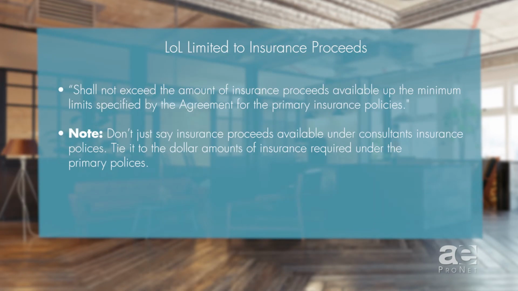If you have a client that pushes back and says, we don't want to limit to a dollar amount, we want to limit it to your insurance, be careful with that. I often see it say, we limit the liability to the insurance proceeds available. Not good. You might have a $5 million policy and your contract only required you to have a $1 million policy. Why give up your whole $5 million? So what I like to do is say that it will be the amount of insurance proceeds available up to the minimum amount specified by the agreement for the primary insurance policies. That way, you're only giving away the amount of coverage the client asks for and only for your primary policies.